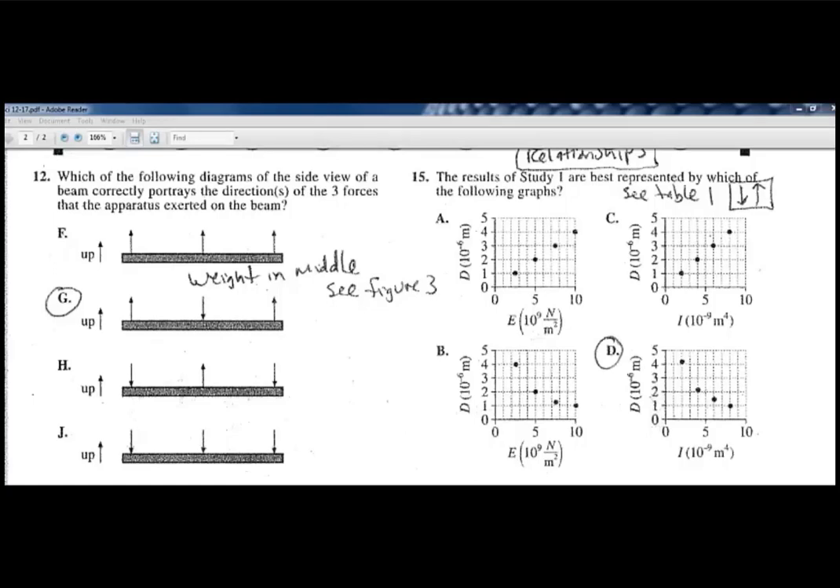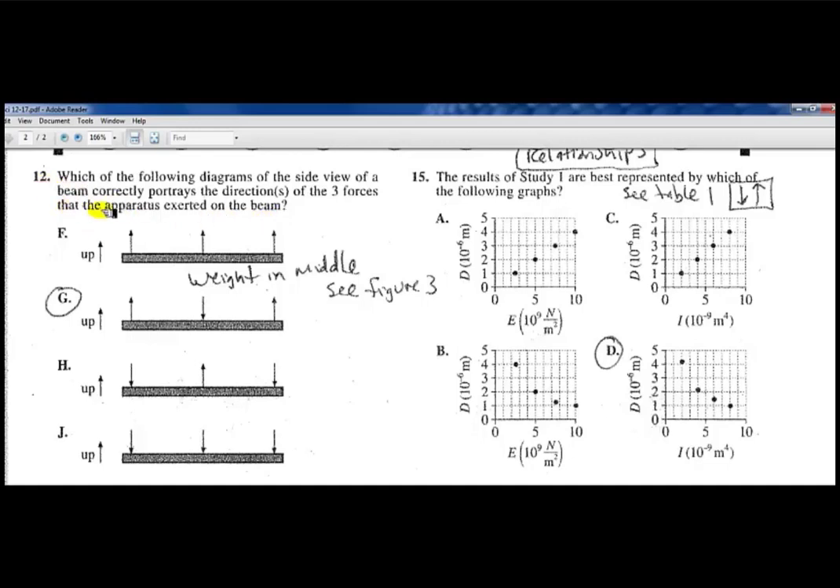Test 68C, Science, Practice Problem number 12. Number 12 states, which of the following diagrams of the side view of the beam correctly portrays the directions of the three forces that the apparatus exerted on the beam?